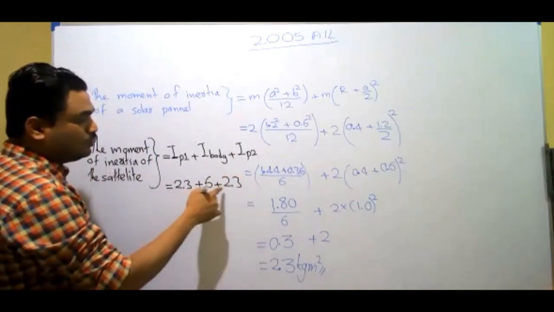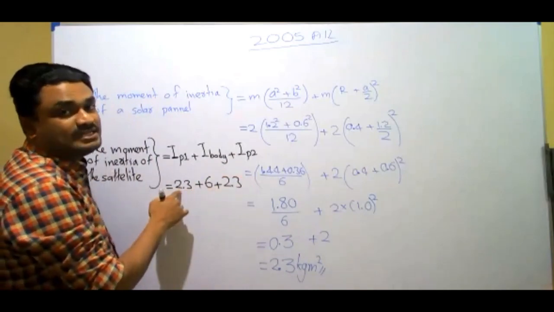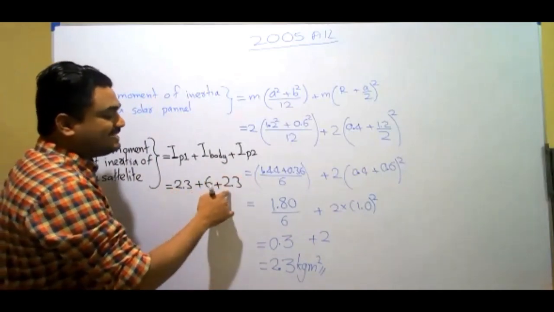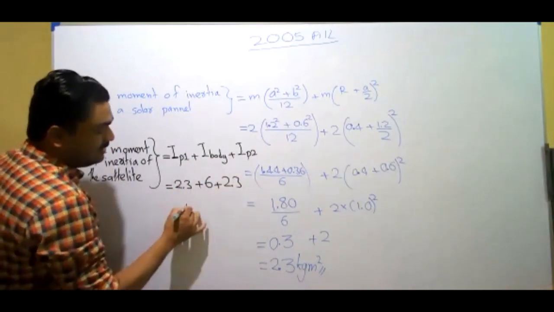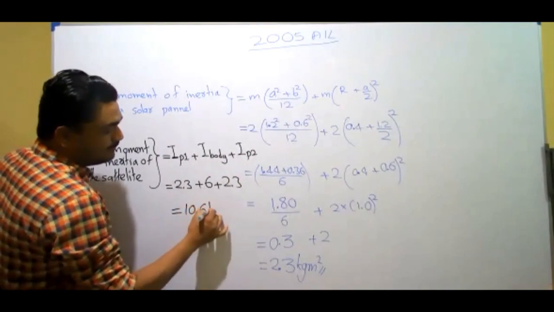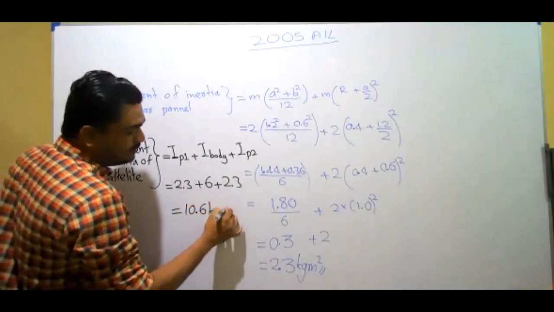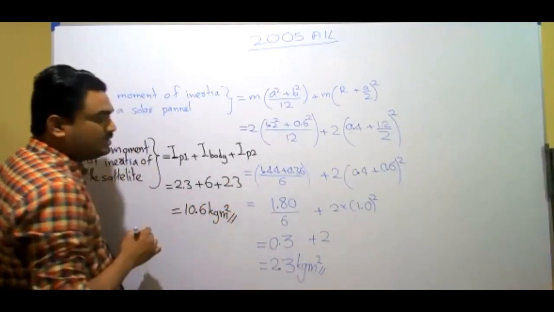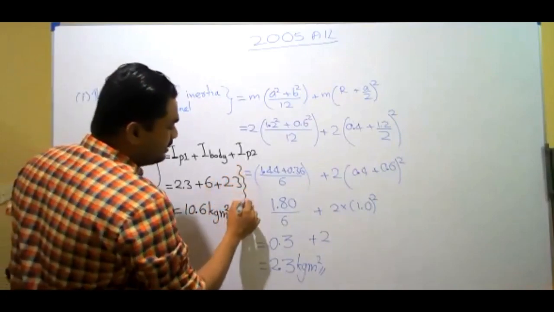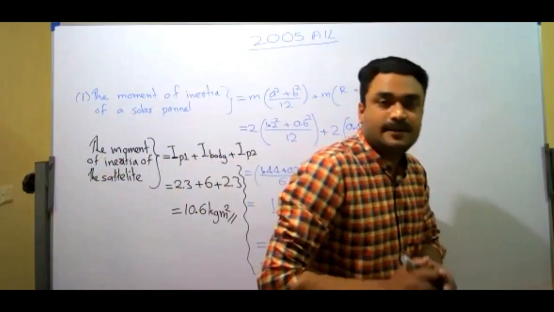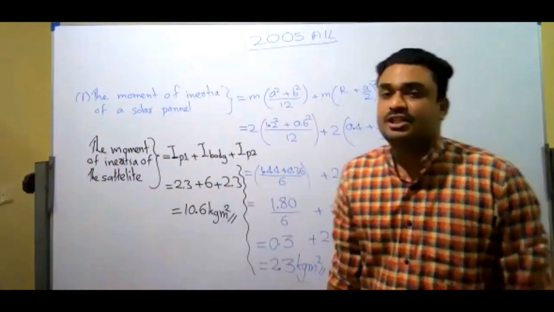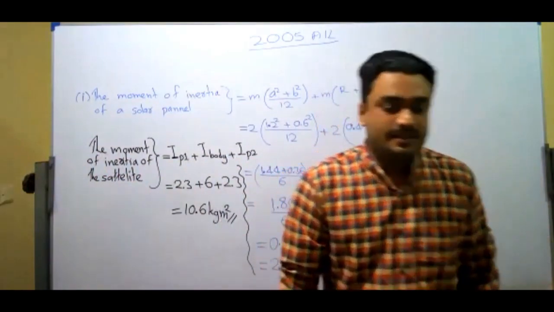So 6 plus 2.3, 2.3 means 4.6. 4 plus 6, 10. So that is 10.6 kg m squared. So this is the moment of inertia of the entire satellite. Right?